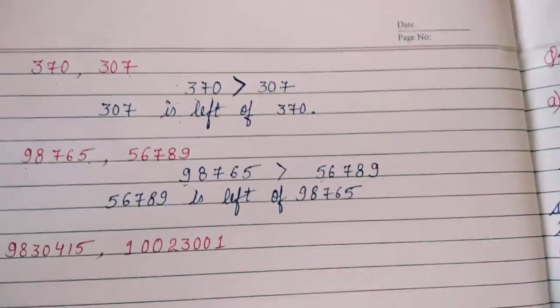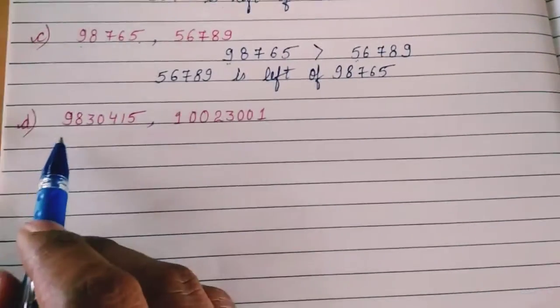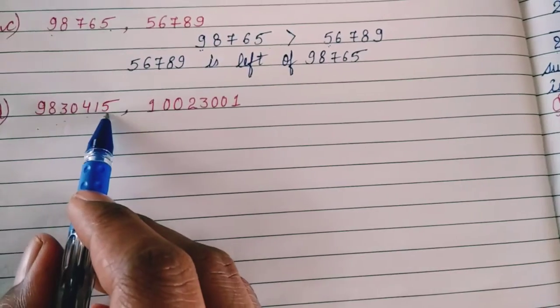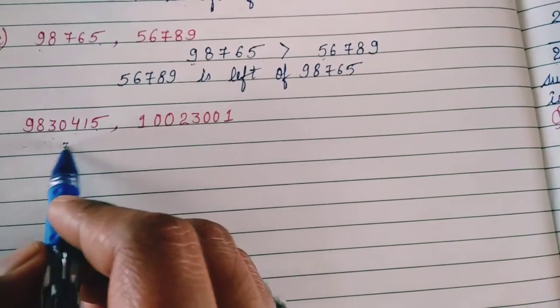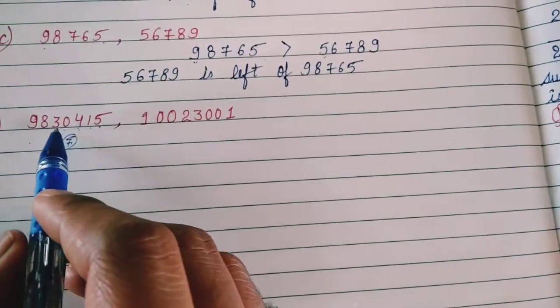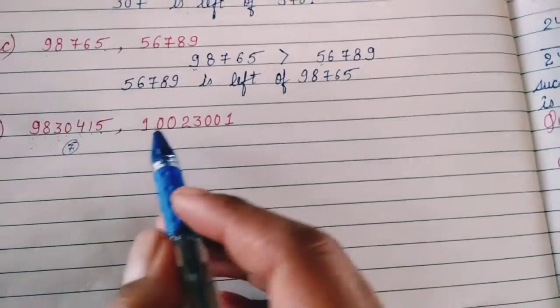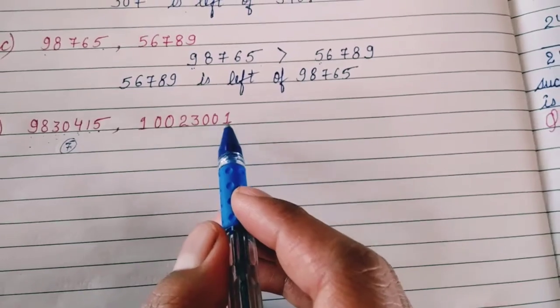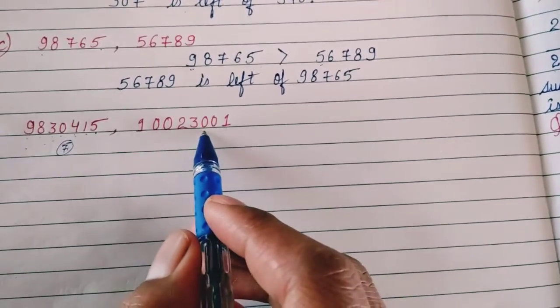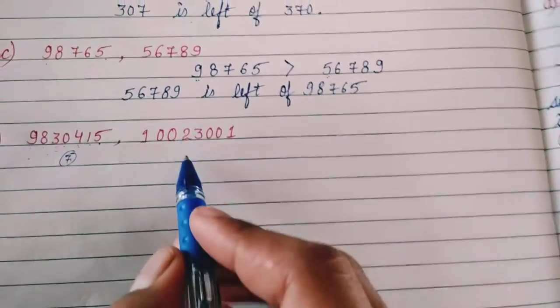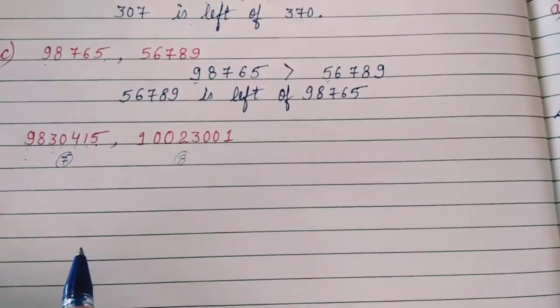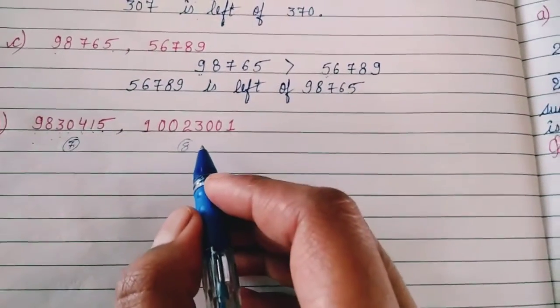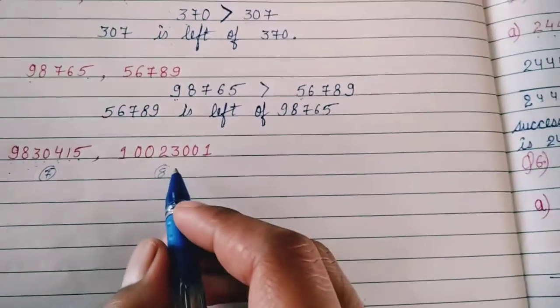Okay. And the last one we have 9830417. It has 7 digits: 1, 2, 3, 4, 5, 6, 7. And 100230001. This one is having 1, 2, 3, 4, 5, 6, 7, 8 digits. Okay. So we know the number which has more digits is the greater one.